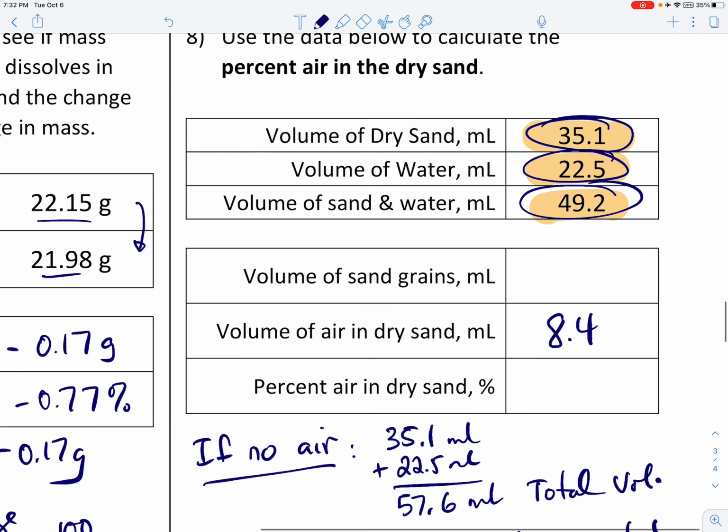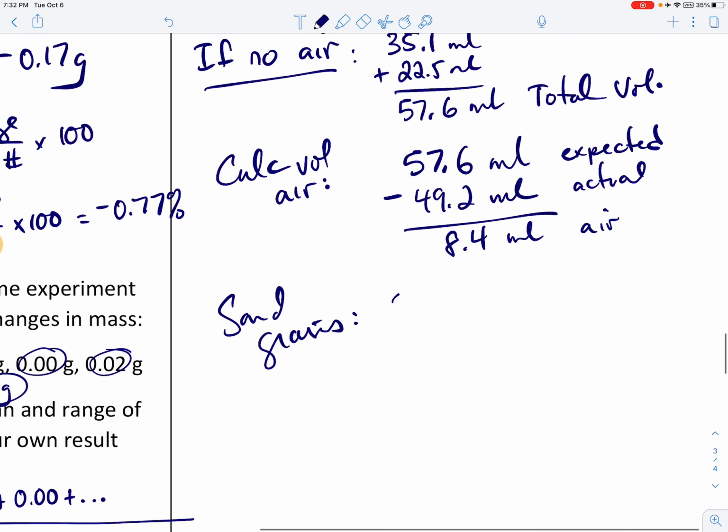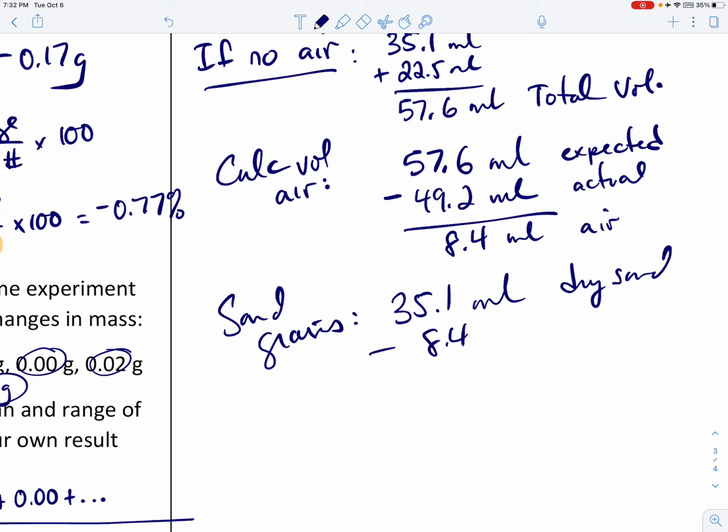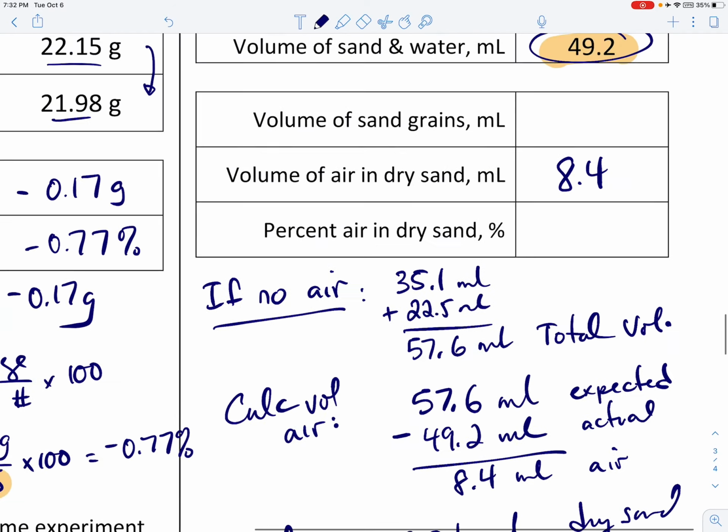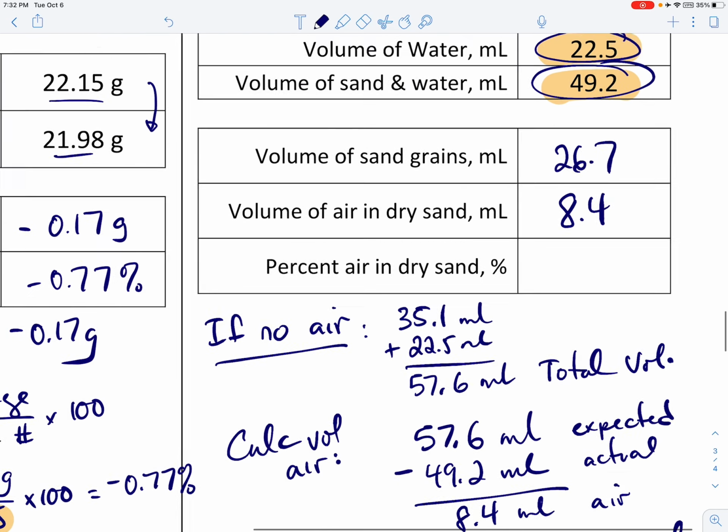So the sand grains, you would take the dry sand volume, which was 35.1 milliliters, and subtract the air. So this was the dry sand, and we subtract the 8.4 milliliters of air. And that's going to give us the volume of the sand grains by themselves. We get 26.7 milliliters sand grains.